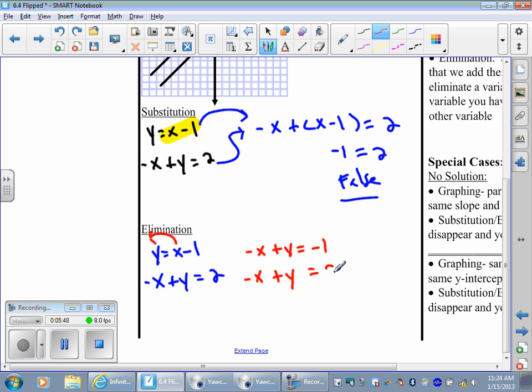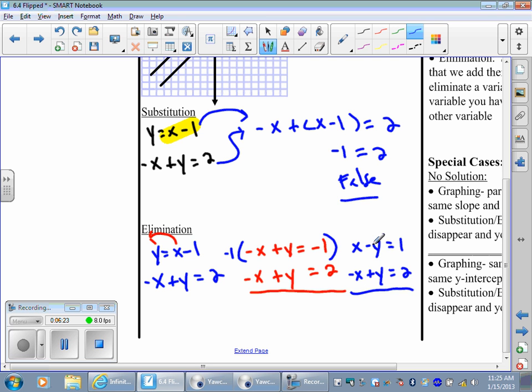Now, I want to add them together. That's what you do in elimination, you add them together to eliminate a variable. Do I eliminate a variable? No, I wouldn't. Here I would get negative 2x and positive 2y. So I need to adjust one of the equations. I really wish this coefficient was positive 1, so I'm going to multiply this entire equation by negative 1. That gives me x minus y equals 1, and this equation stays the same.